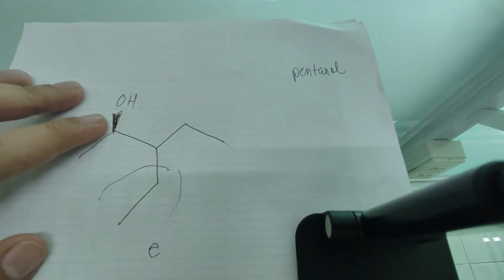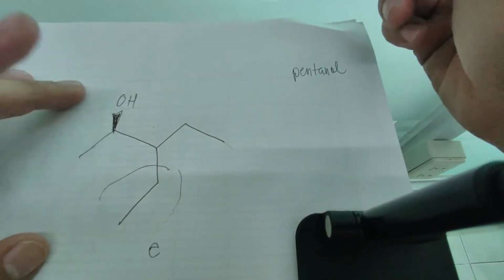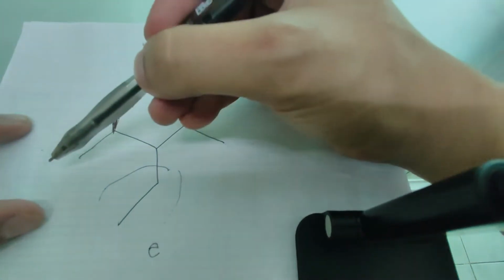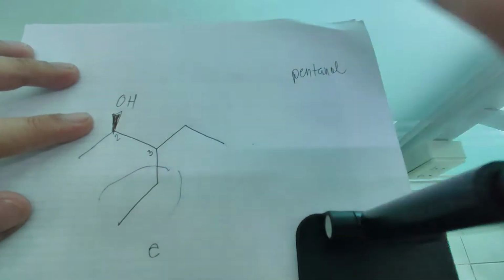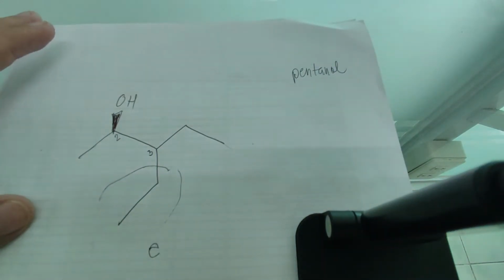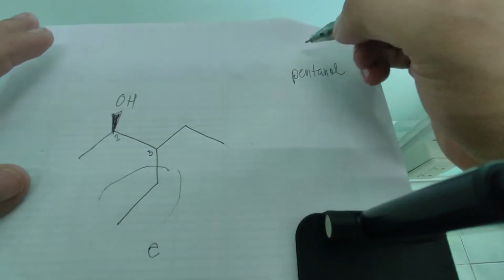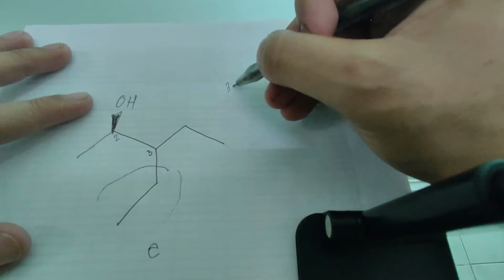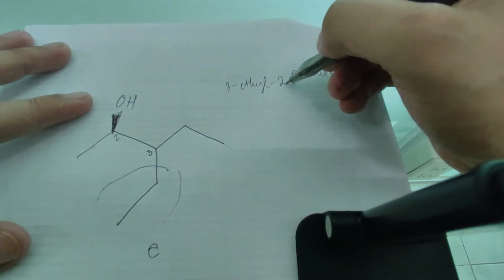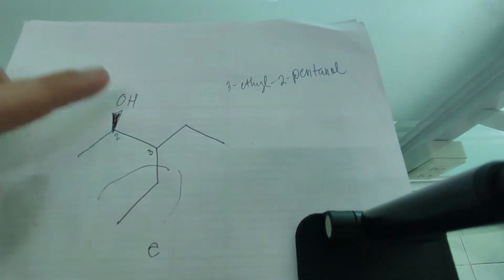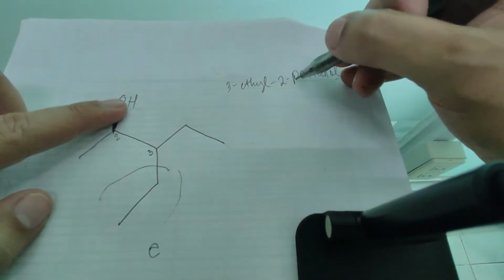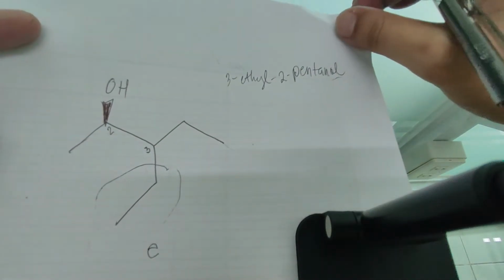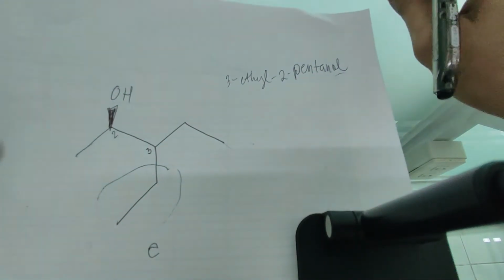And then, step 3, assign locants. So, we start counting right here: 1, 2, 3, and so on. This is 1, this is 2, and then this is 3. Therefore, you are now combining the IUPAC name. So, we have 3-ethyl-2-pentanol. The OH is at position 2. We can also write it as 3-ethylpent-2-ol, right? That's also correct.